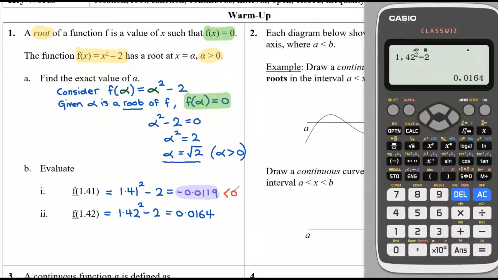Okay. Now, if we put in a value that is slightly bigger than our alpha, root 2 in other words, we get a value that is positive. So we seem to have a change of sign. Okay, so that's just something to bear in mind. Now let's move on to question 2.